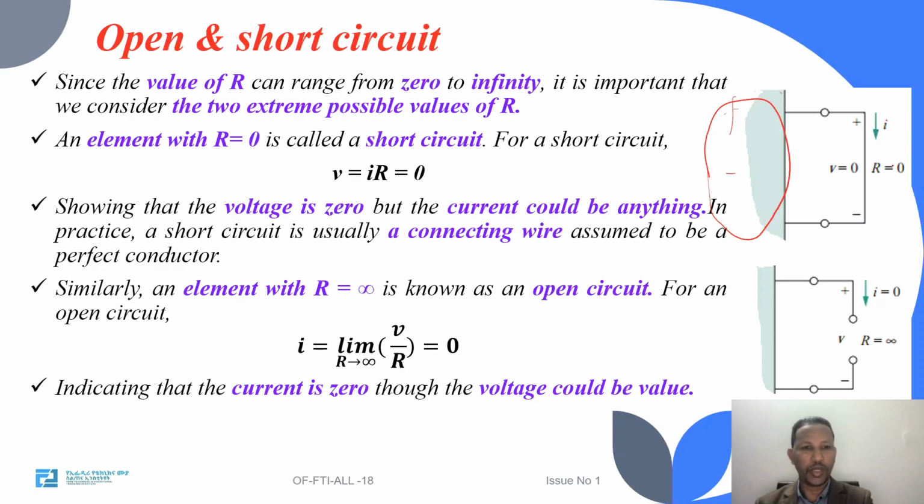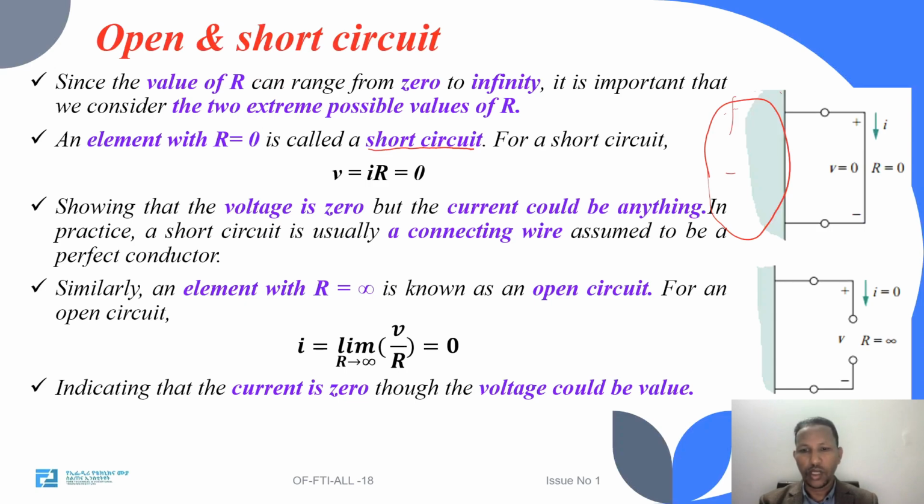If we apply a source at this terminal, we are connecting the positive terminal with the negative terminal for this circuit, and we are connecting the neutral with the phase for an AC circuit. So an element with R equal to 0 is called a short circuit. For a short circuit, voltage is 0. The figure shows that the voltage is 0, but the current could be any value.